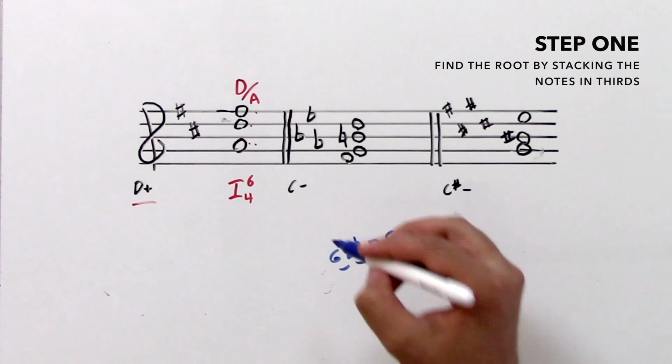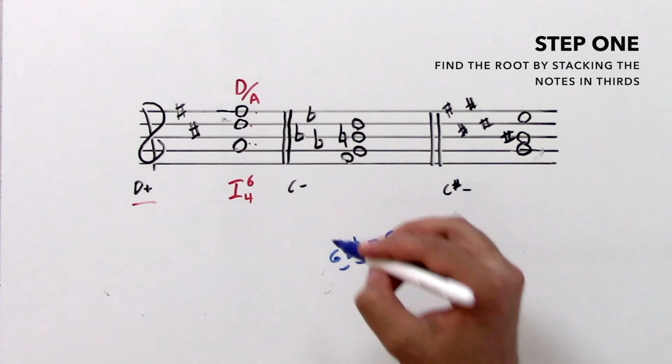Now what's the quality? There are 4 notes in this chord, so by definition it can't be a triad. It must be a 7th chord. And the only 2 7th chords we know are diminished 7th and dominant 7th. I know this is a dominant 7th because there's a major triad on the bottom and a minor 7th between the 2 outer notes.